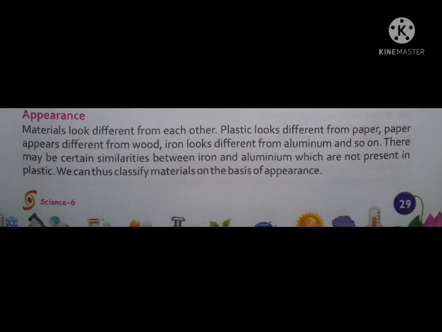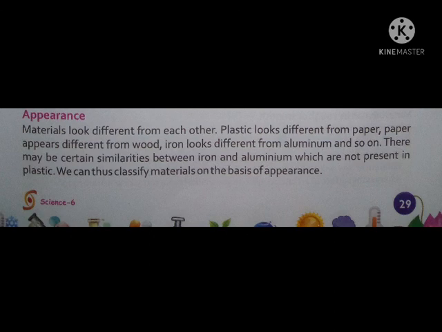Appearance. Materials look different from each other. So we know materials are different in looking or in feature, in sizes, in shape from each other. Plastic looks different from paper. Plastic is different, paper is different. Paper appears different from wood. Iron looks different from aluminium and so on.